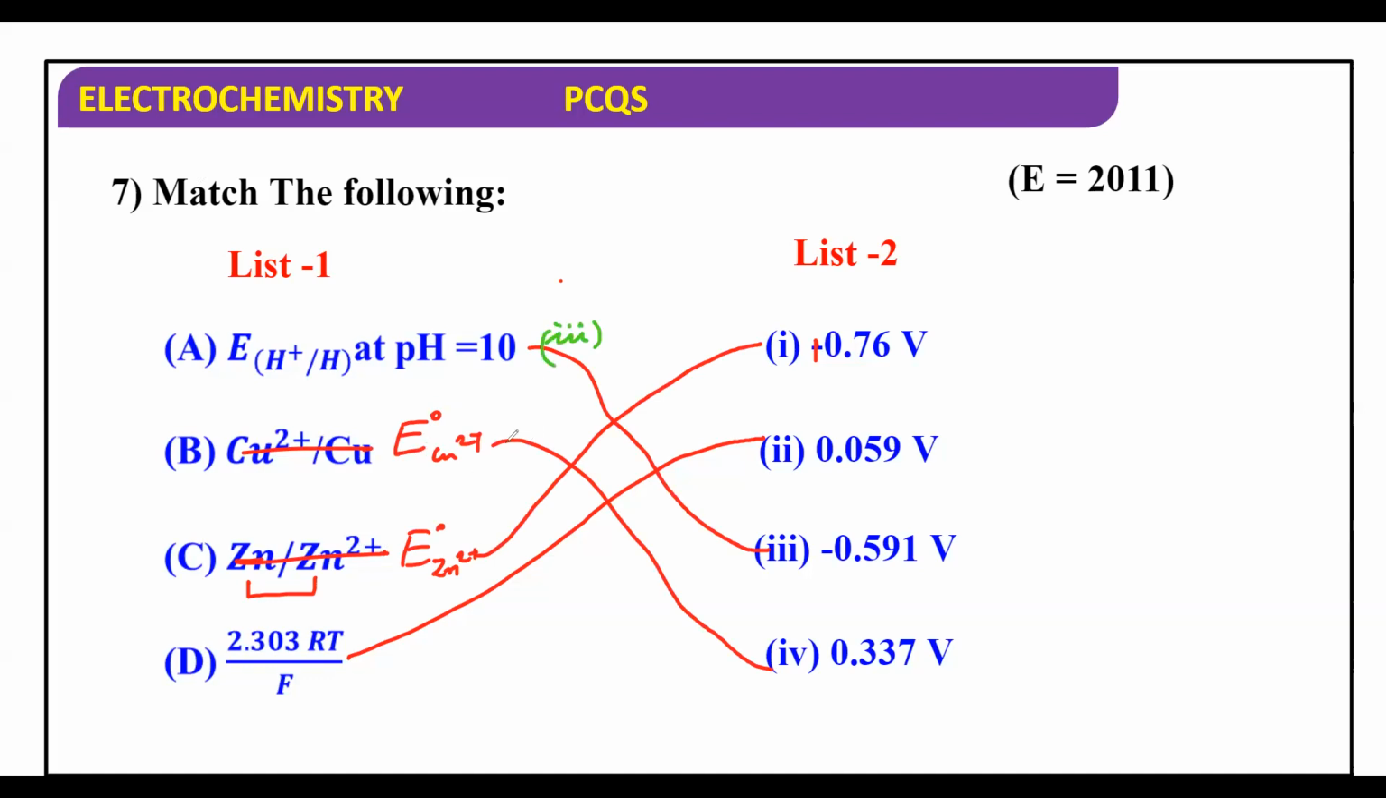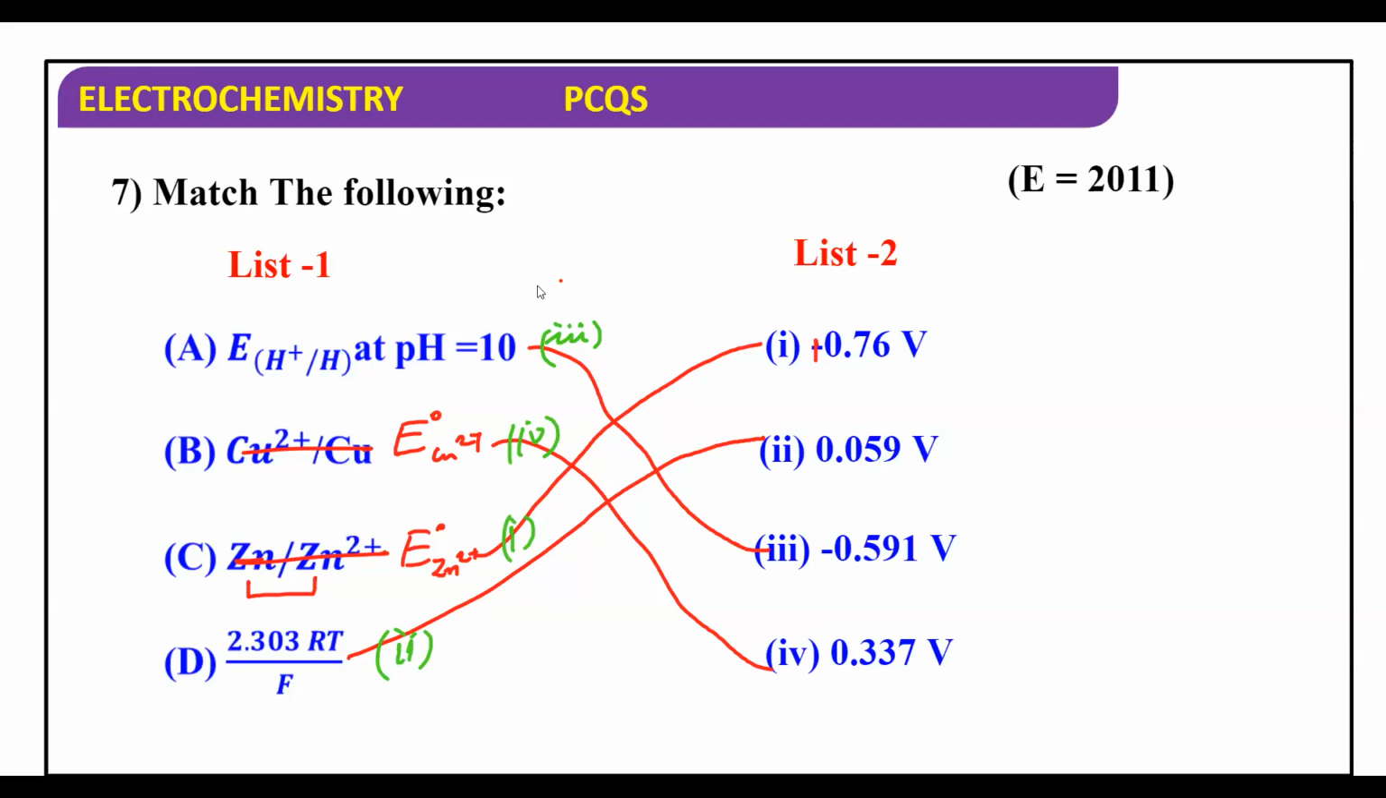For B, it will be 4. For C, it will be 1. For D, 2. I think this is somewhat right. 2, 4, yes every option is right. I think this should be the answer.